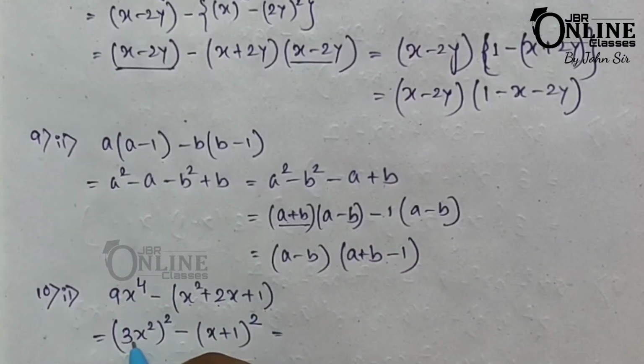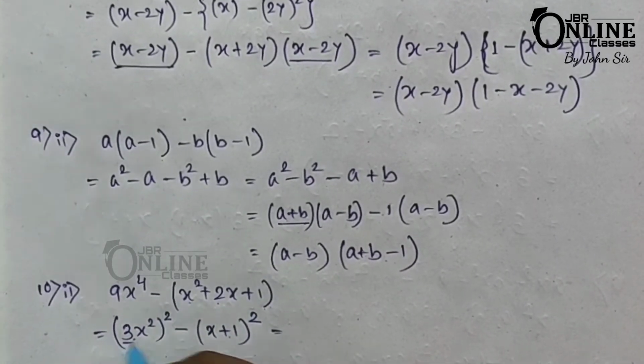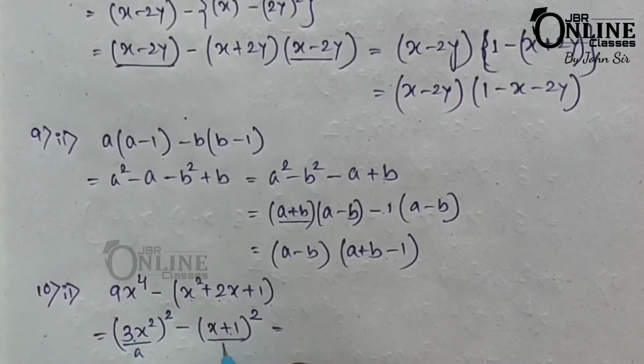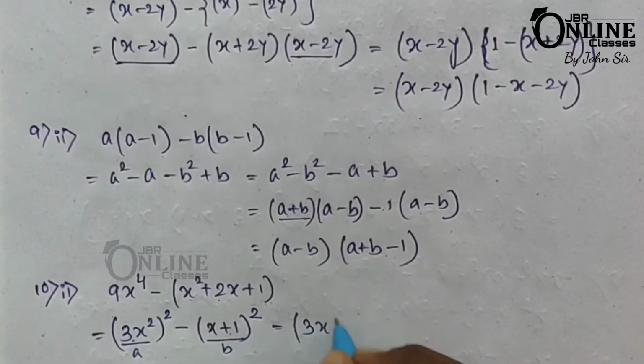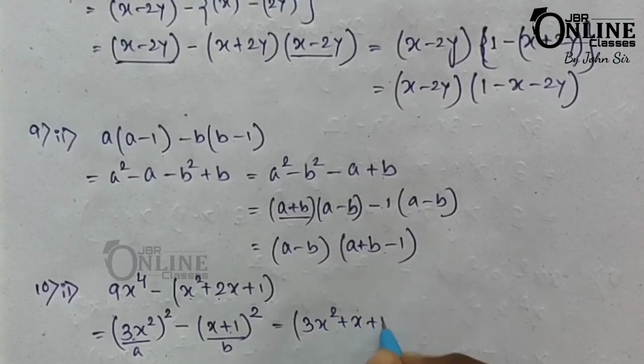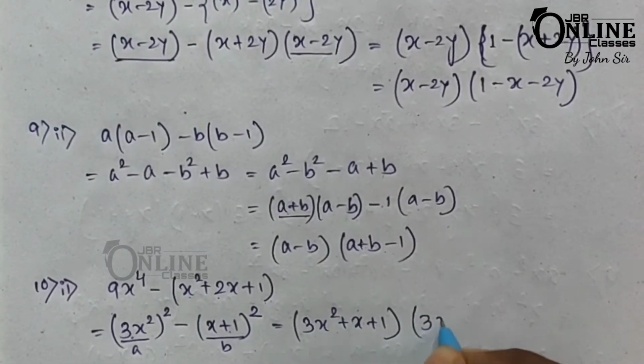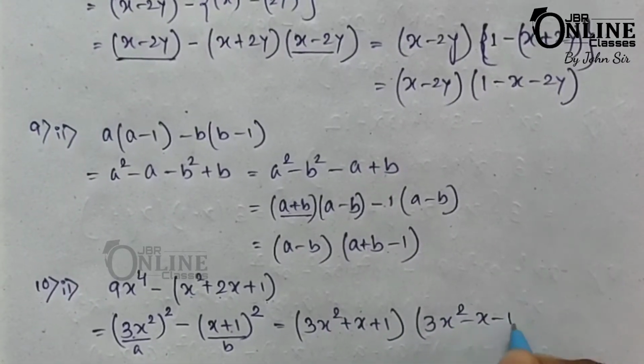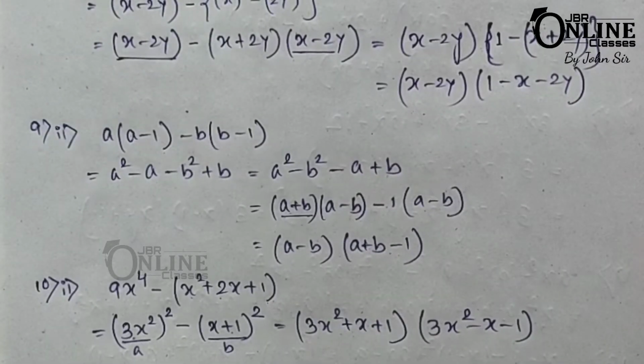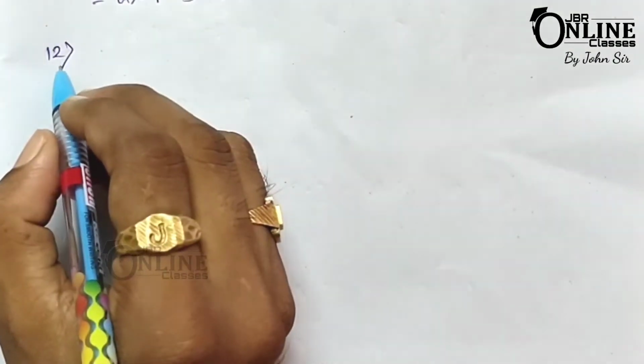Now you can apply the formula a square minus b square, as a equal to 3x square and b equal to x plus 1. So it will be 3x square plus x plus 1 first. Now next 3x square minus x minus 1. That is the answer.